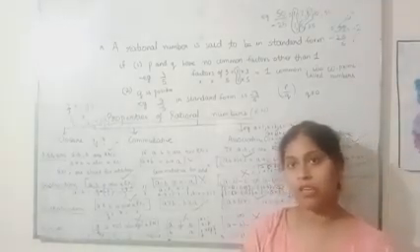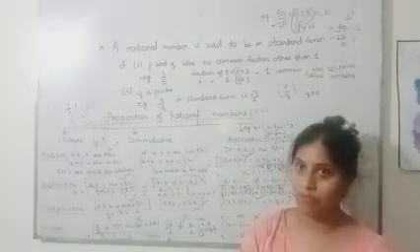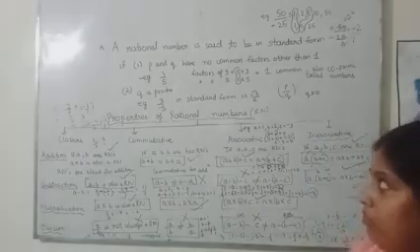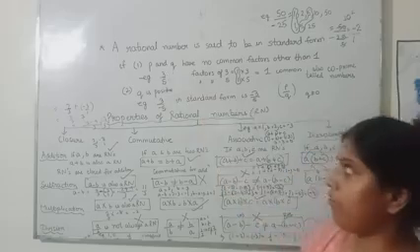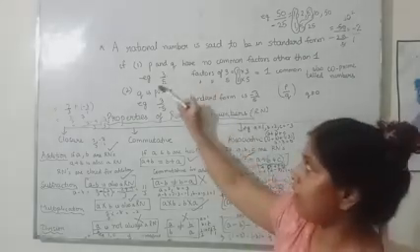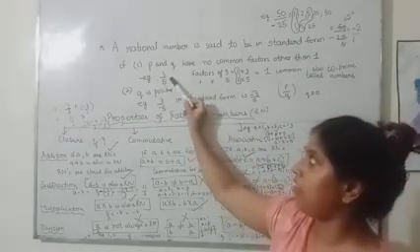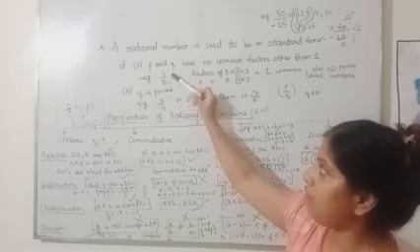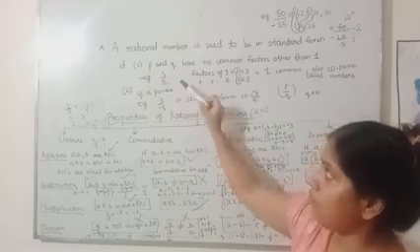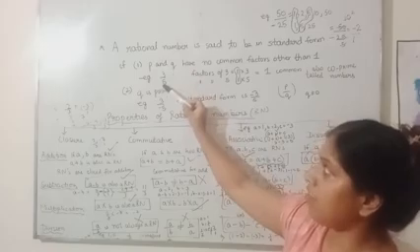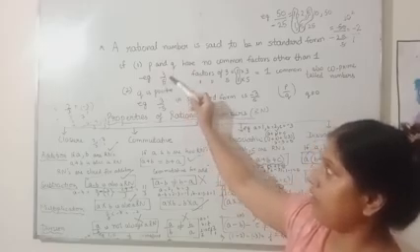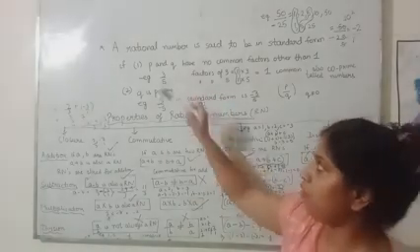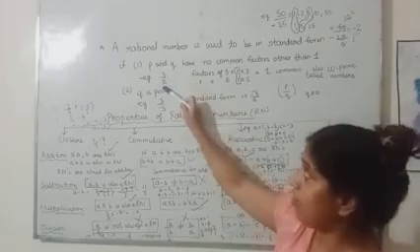Now when can you say that a rational number is in the standard form? Let's take an example to understand this. 3 upon 5. Is this a rational number? Yes, 3 upon 5 is a rational number because this is a positive integer and this is again a positive integer, and this fraction is expressed in the form p by q, where q is not equal to 0. So this is a rational number.